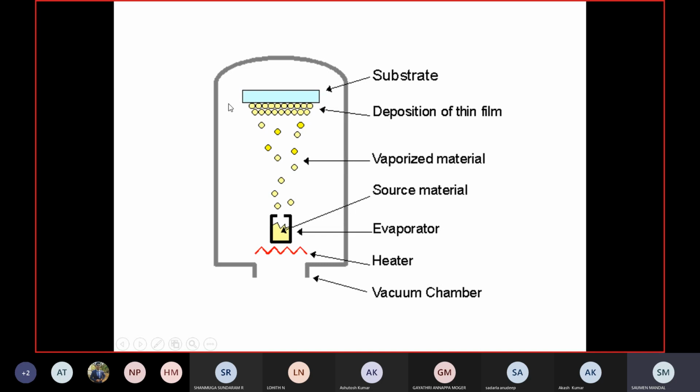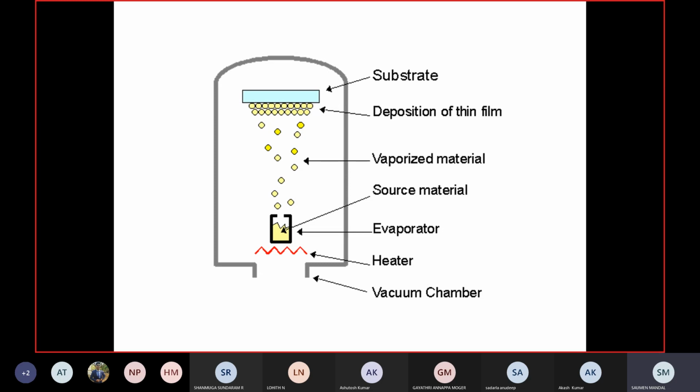There will be one thickness monitoring instrument just near the substrate, which indirectly measures the thickness of the film. The idea is that whenever material is deposited on the substrate, at the same time it is deposited on the digital thickness monitoring instrument. And these are the basic things.